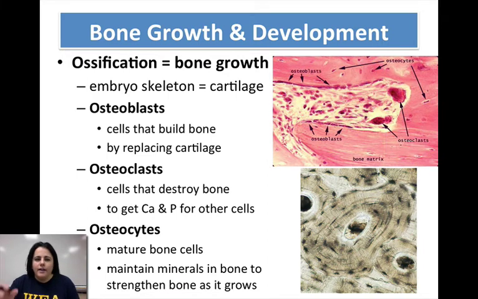When osteoblasts and osteoclasts don't work in opposition equally, and one builds faster than one breaks, or one breaks faster than it builds, then you get some bone disorders that we'll talk about, like osteoporosis, for example.